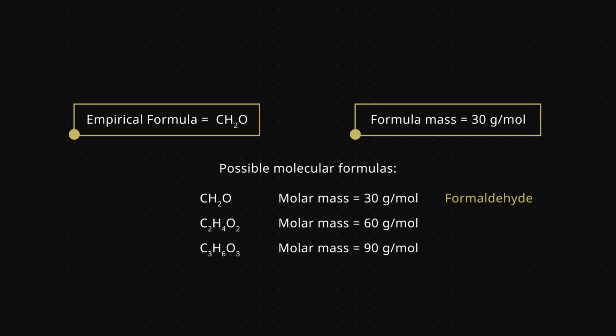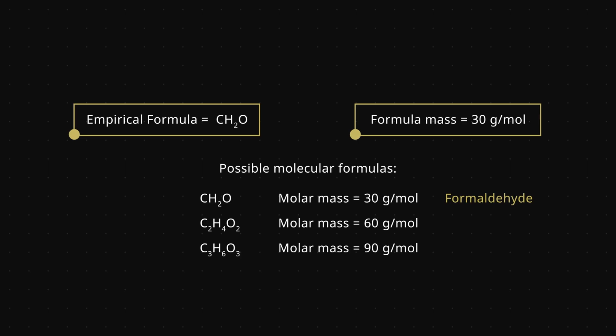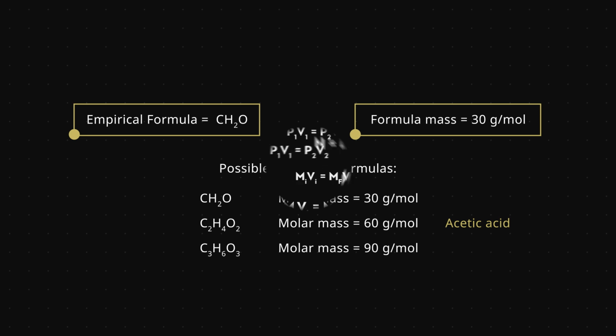When our second unknown is run through the mass spectrophotometer, we obtain a mass of 60 grams per mole. This is twice our formula mass. The molecular formula is then the empirical formula multiplied by 2. This indicates that the molecular formula is twice the empirical formula, or C2H4O2. This corresponds to acetic acid.